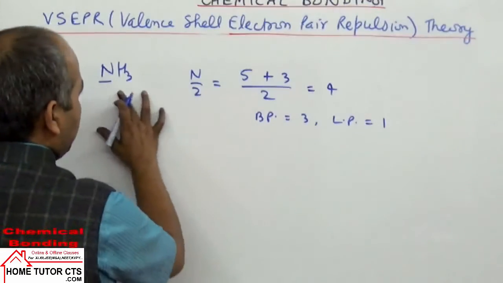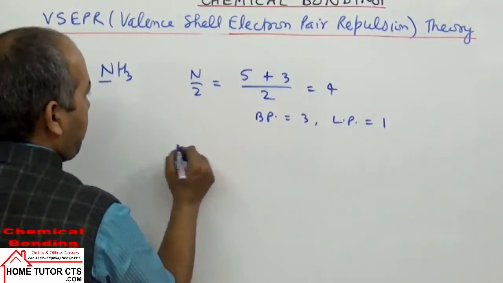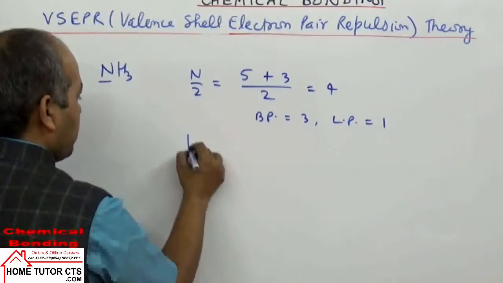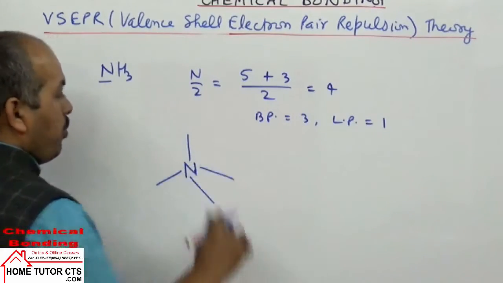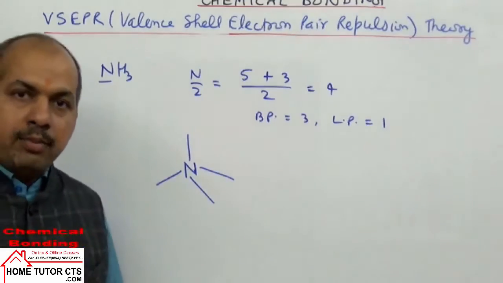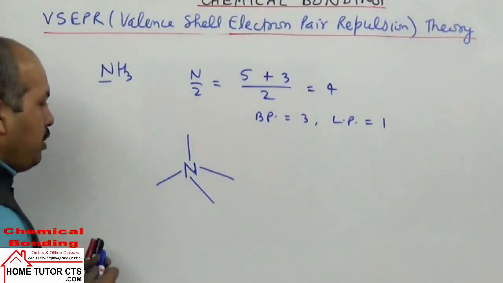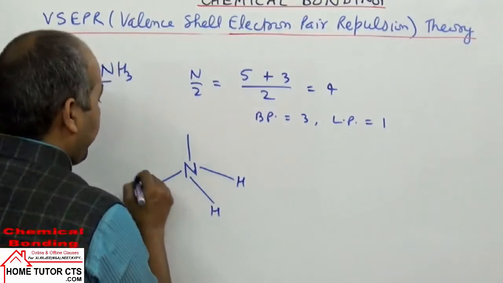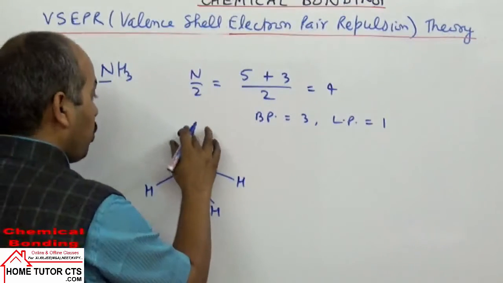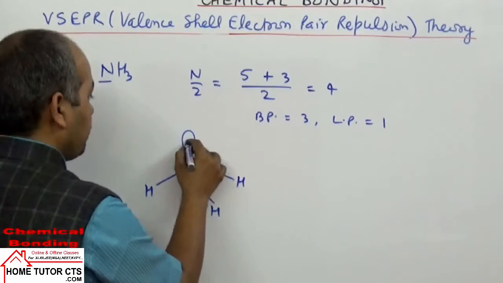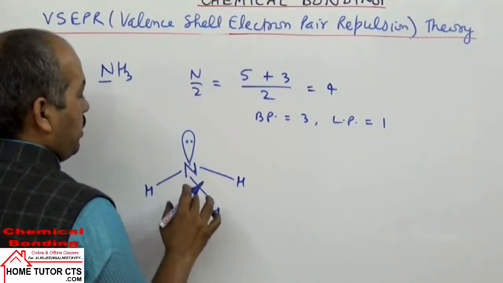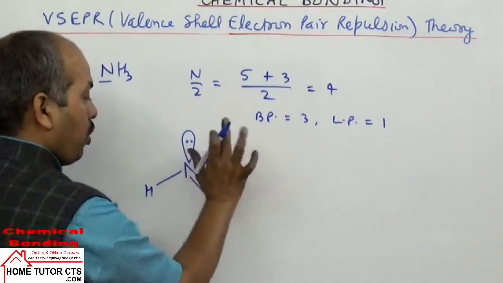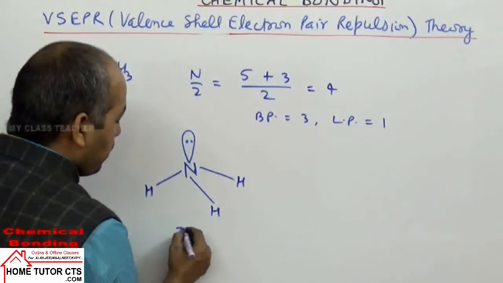So in this case, what is the geometry? When we have N by 2 as 4, draw the geometry first. Geometry is tetrahedral, draw the same geometry. In the same geometry, we can place 3 bonds and 1 lone pair. So we place the lone pair in one of the positions. For the shape, we consider only bonds, not the lone pair. The shape is called as what?